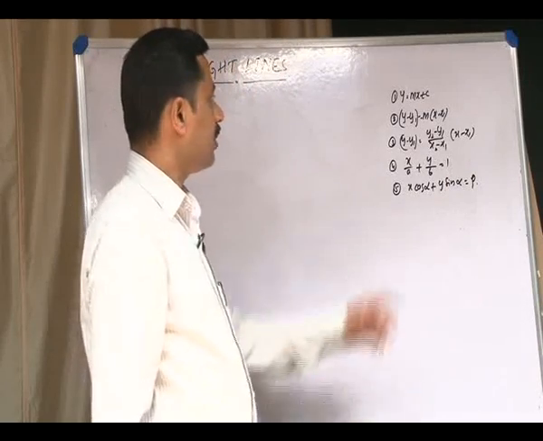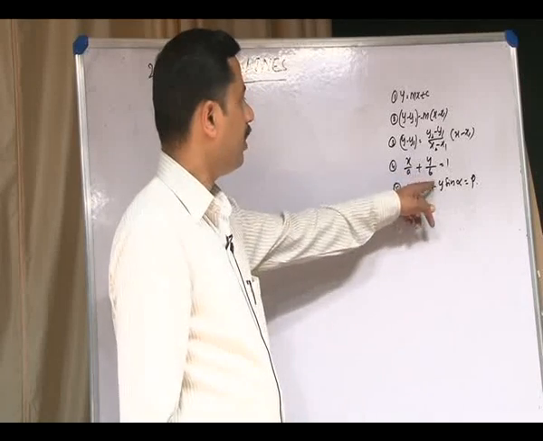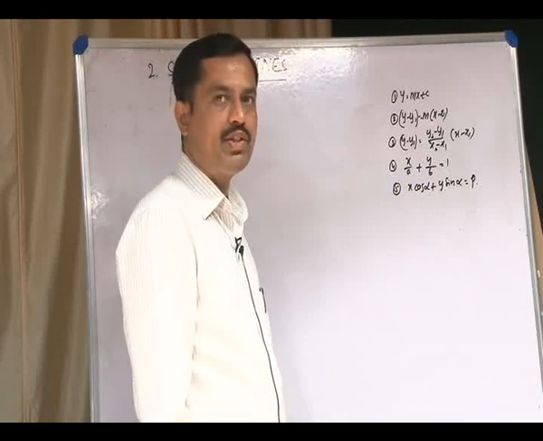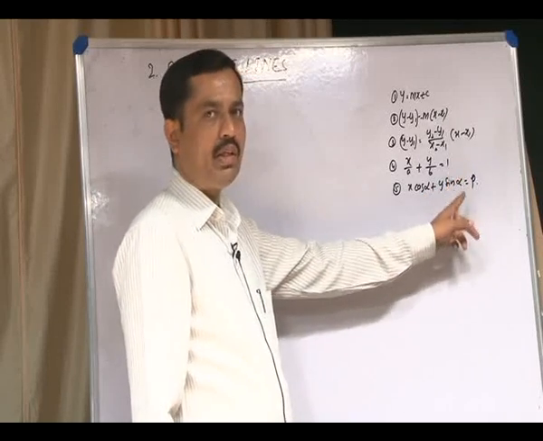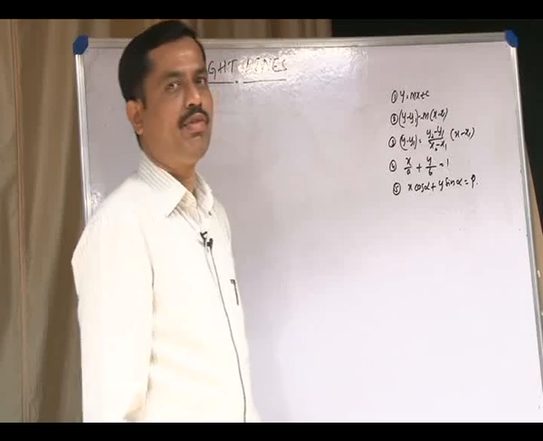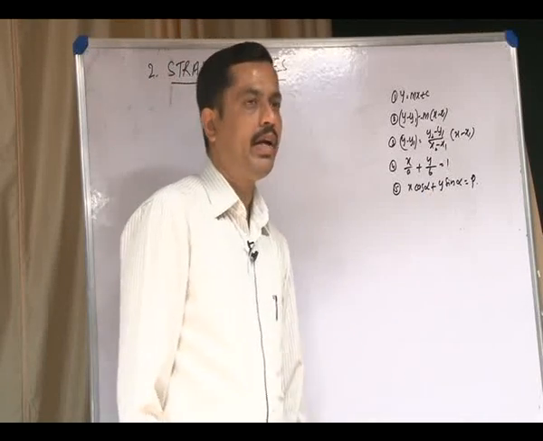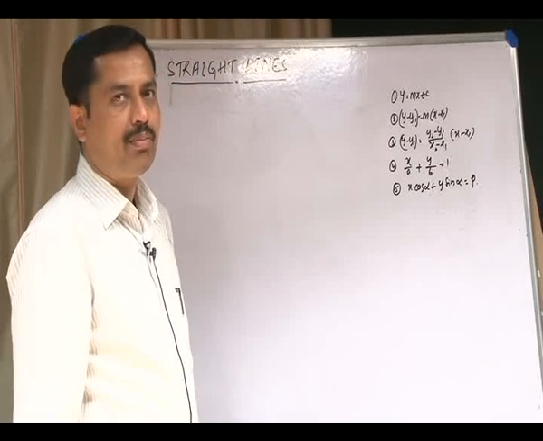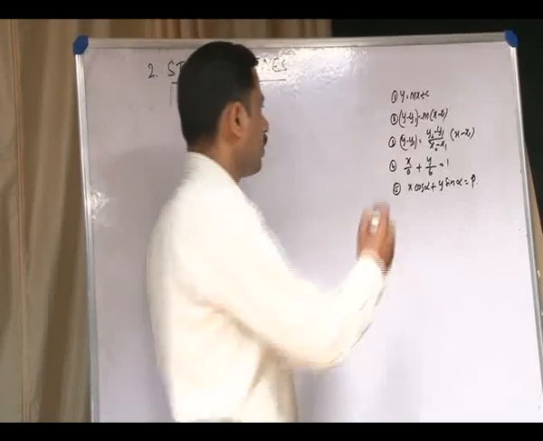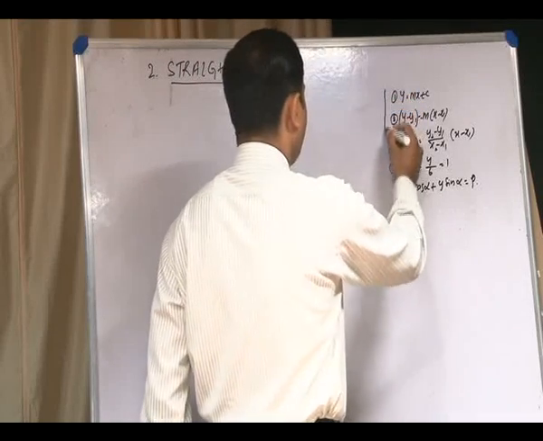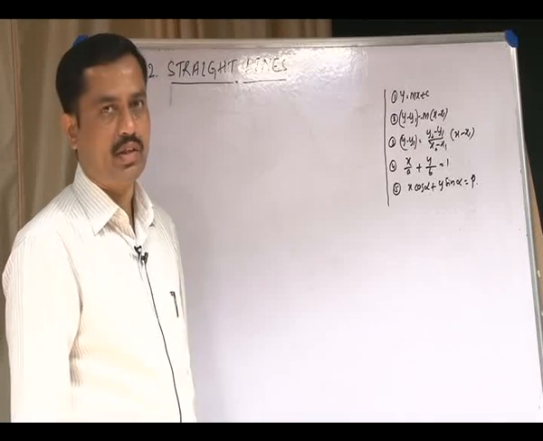So in all the equations, m represents the slope of the straight line. Here a and b are the x and y intercepts of the straight line respectively. In this, p is the perpendicular distance or normal distance from the origin to the straight line. Alpha represents the angle made by the perpendicular with the positive direction of x-axis. So these are the different forms of equations of straight lines. These equations we had derived in the last class.